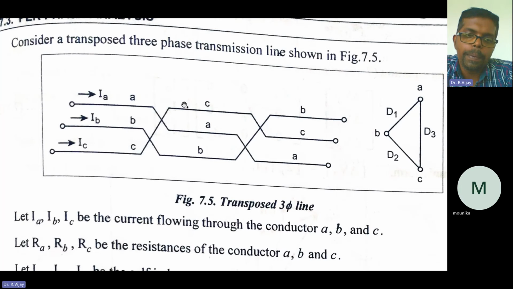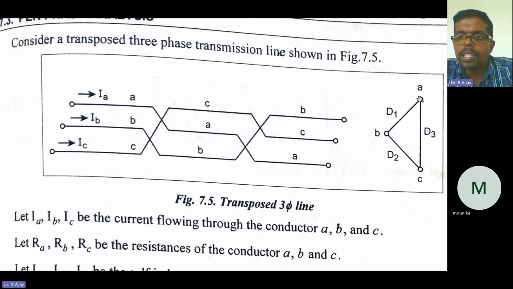Next is similarly phase C. You see, it is traveling a certain distance, some distance D, say for example D3, having current as IC. Again it moves on to this particular portion for some distance, and again it moves to the C. So this is called the transposed three-phase line.